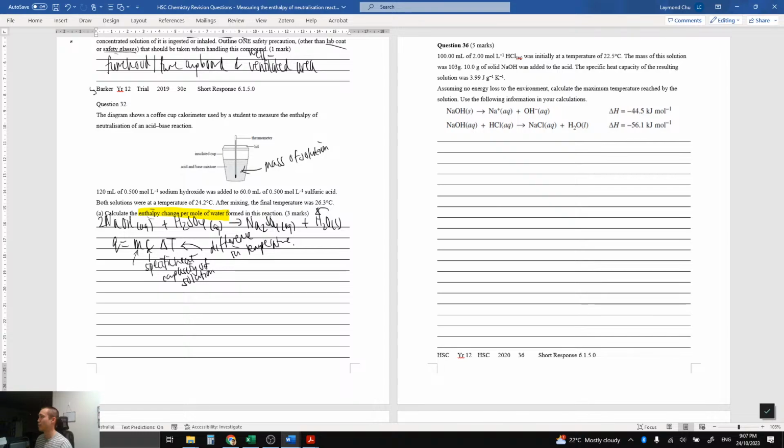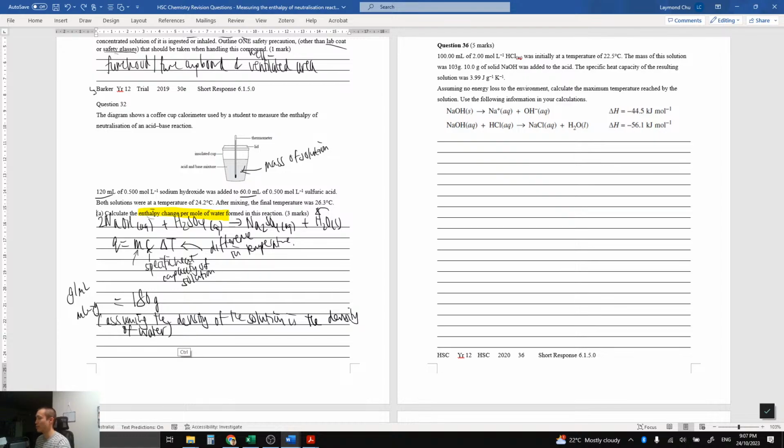Now, what is the mass of solution? We added 2 solutions. We added a solution of 120 mL and a solution of 60 mL, so the total mass of that is 180 grams. Now we have to make an assumption here. So I'll put that underneath, in a bracket: assuming the density. The reason we use density is we want to convert volume to grams. So assuming the density of the solution is the density of water. Okay, that makes life so much easier.